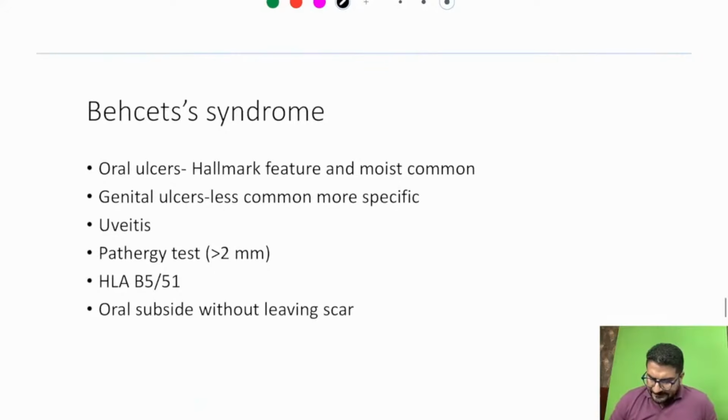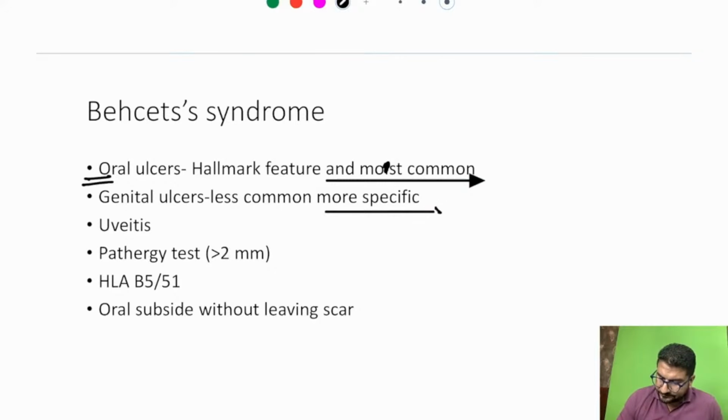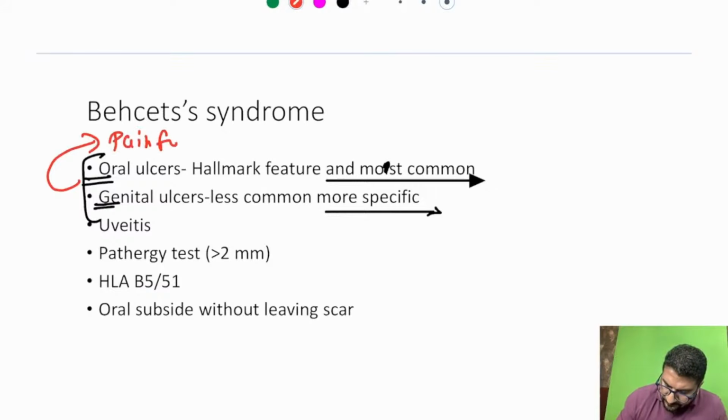Okay, coming to Behçet syndrome. Behçet syndrome को हम Silk Road disease भी बोलते हैं. So patient will have multiple oral ulcers. So most common will be oral ulcers, but most classical or more specific will be genital ulcers. So बार बार oral ulcer होंगे, बार बार genital ulcer होंगे. वो दोनों कैसे होंगे? Both are painful. Then there will be uveitis.